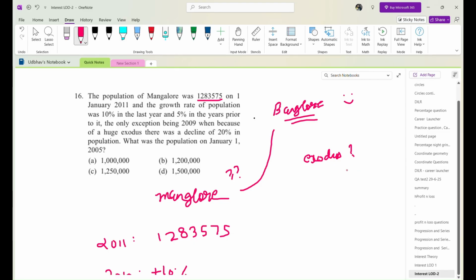Exodus. Oh, exodus is the evacuation of people. So people just went out from Bangalore. Maybe they went from Bangalore to Bangalore.